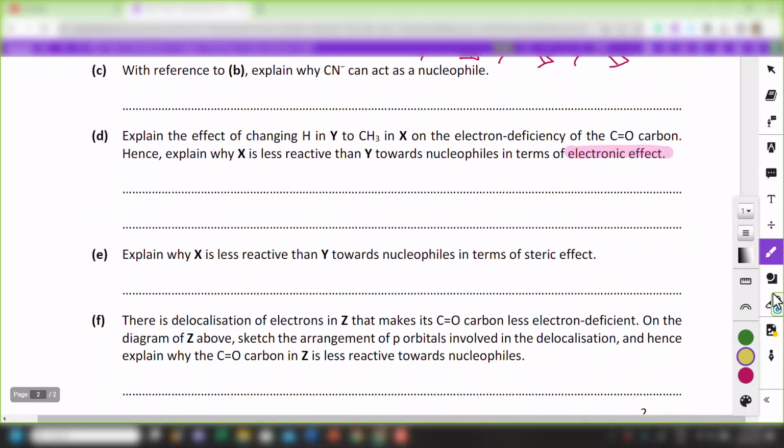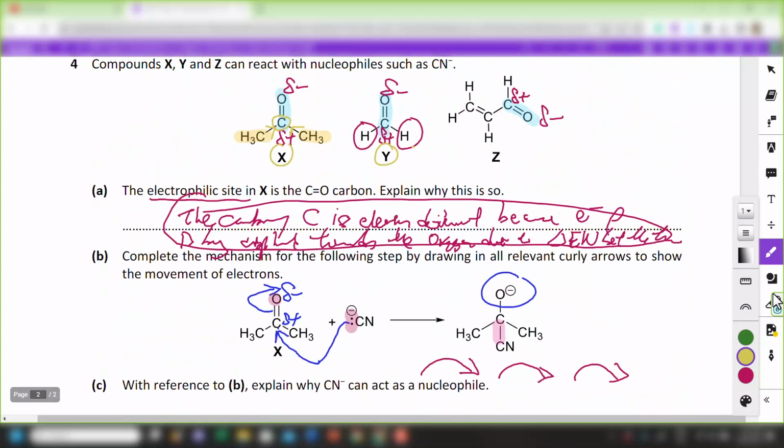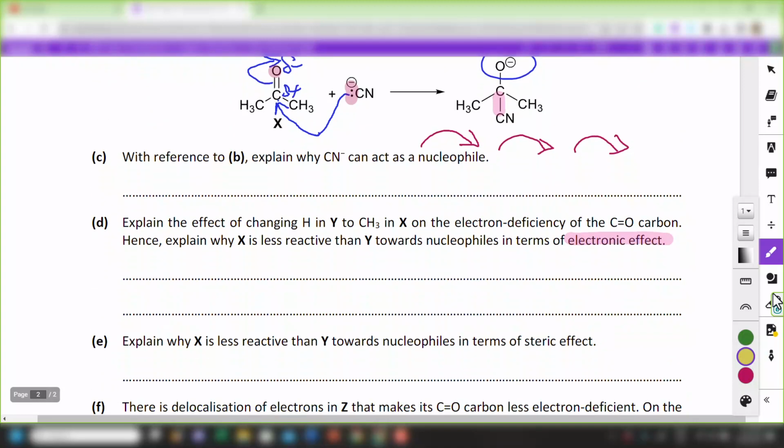So that is why X is less reactive as compared to Y, because the carbonyl carbon in Y is bonded to two H's. Compared to X, they are replaced by CH3, and CH3 being electron donating will make the carbonyl carbon in X less electron deficient than that in Y. Because of that, the carbonyl carbon in Y will attract nucleophile more readily. So that is based on electronic effects.